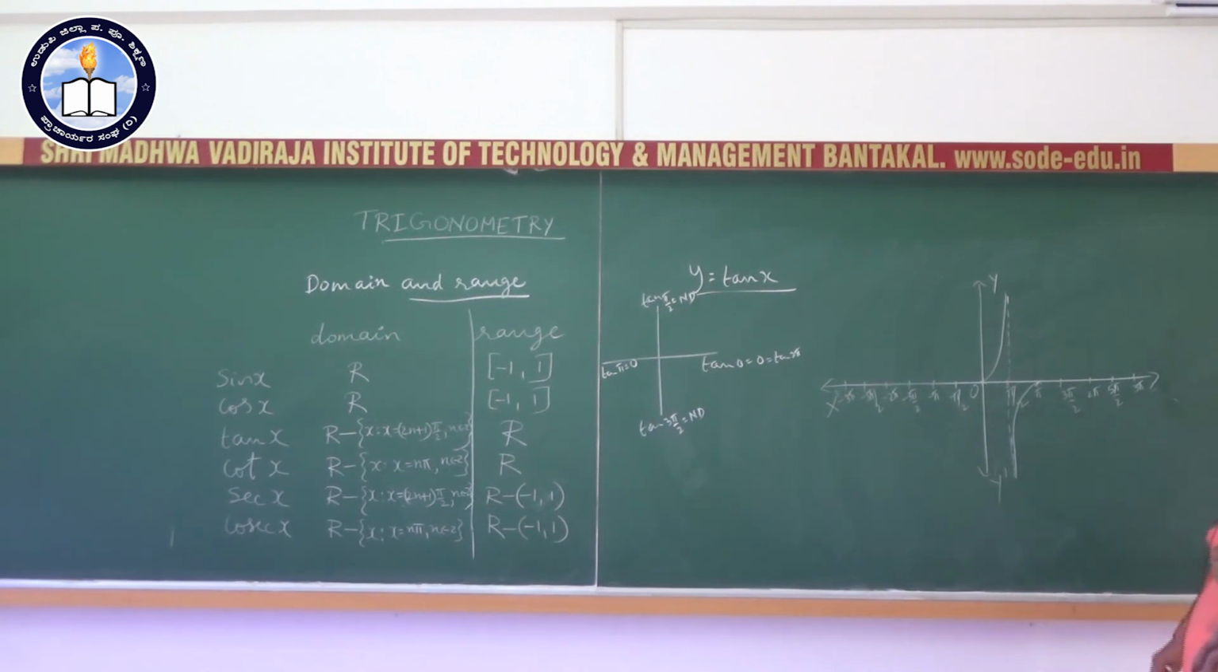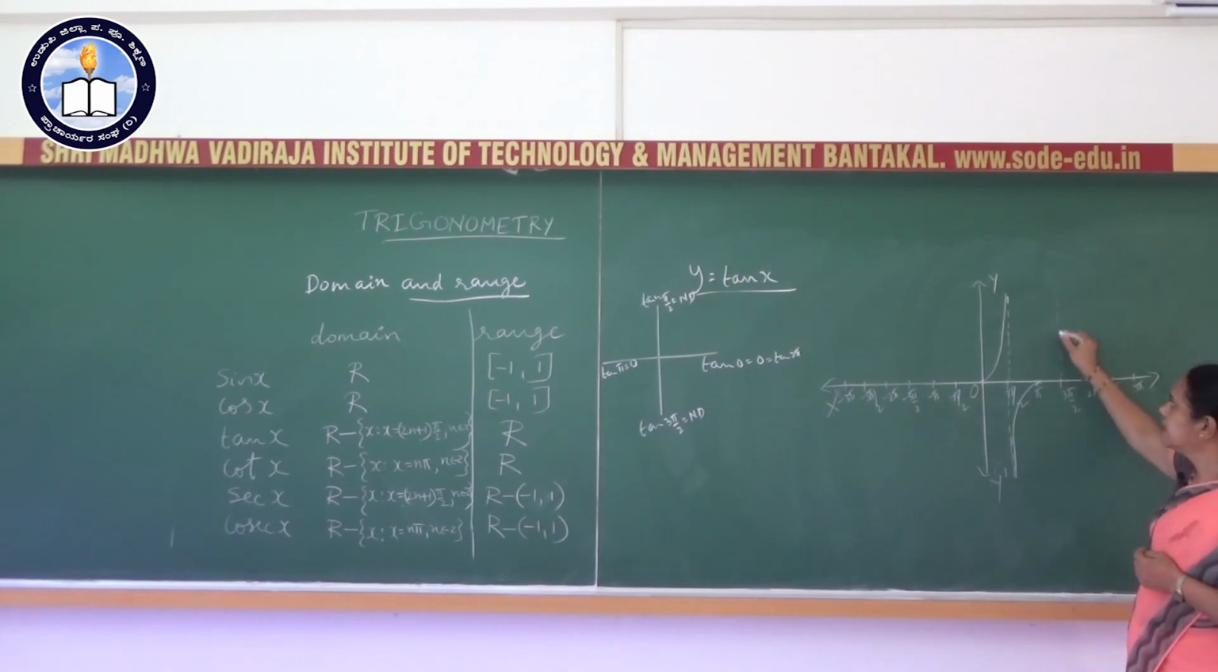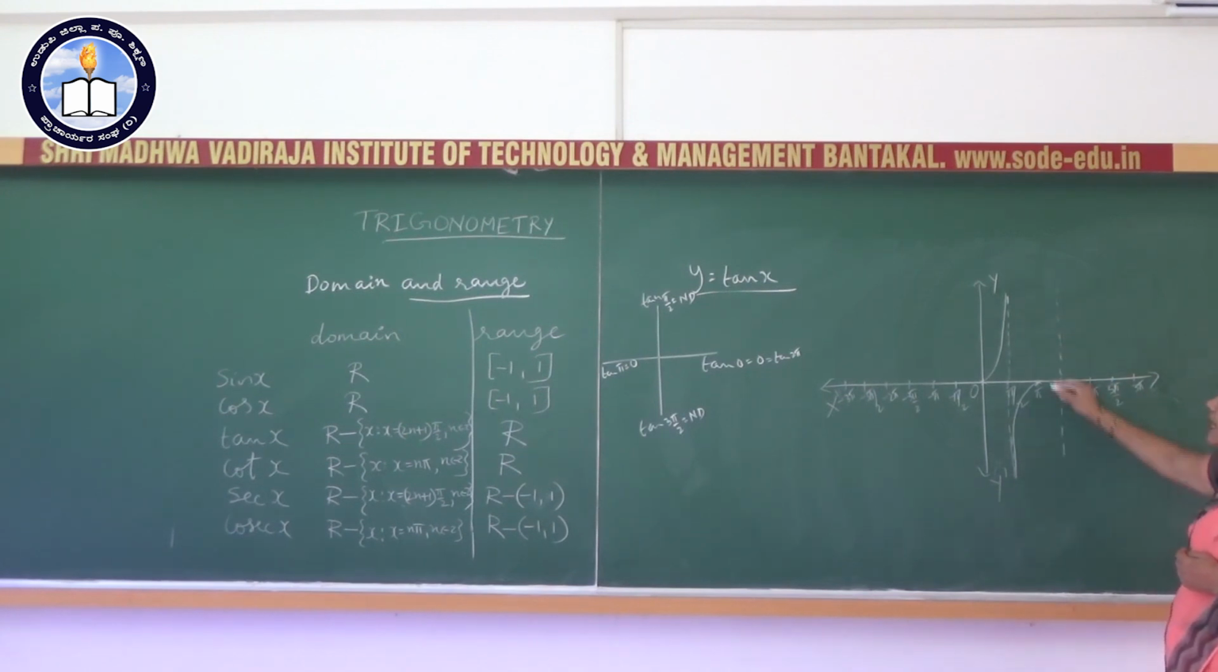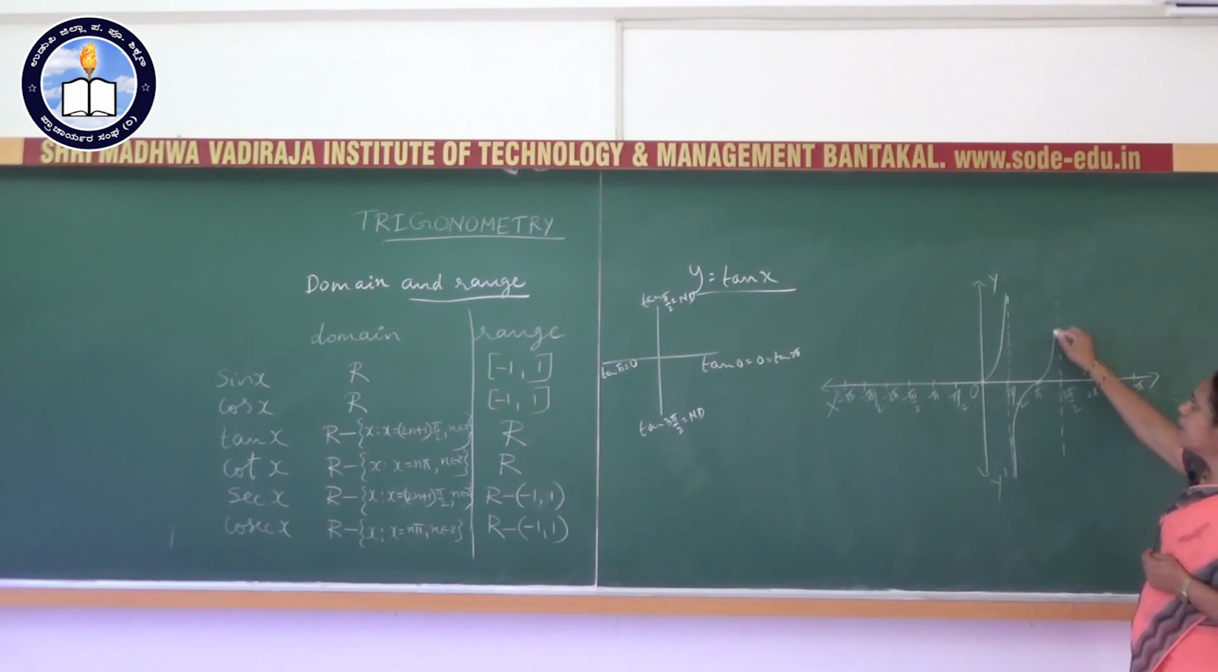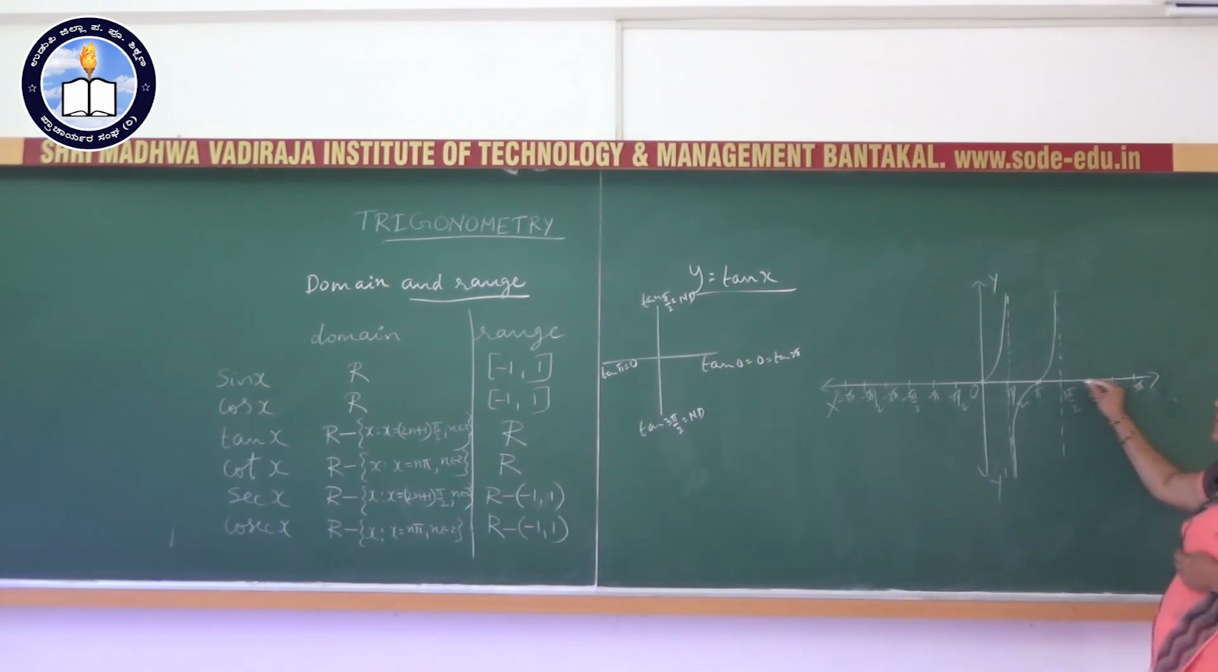Tan pi is equal to 0. Tan 3 pi by 2 is not defined. Then it is the third quadrant. In the third quadrant, tan x is positive, so the graph lies completely above the x-axis. In the fourth quadrant, tan x is negative, so it lies completely below the x-axis. Tan 2 pi is equal to 0.